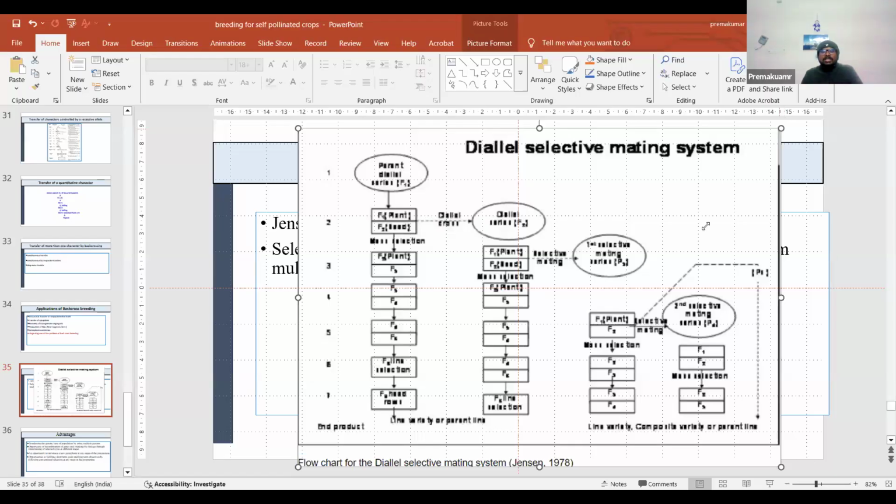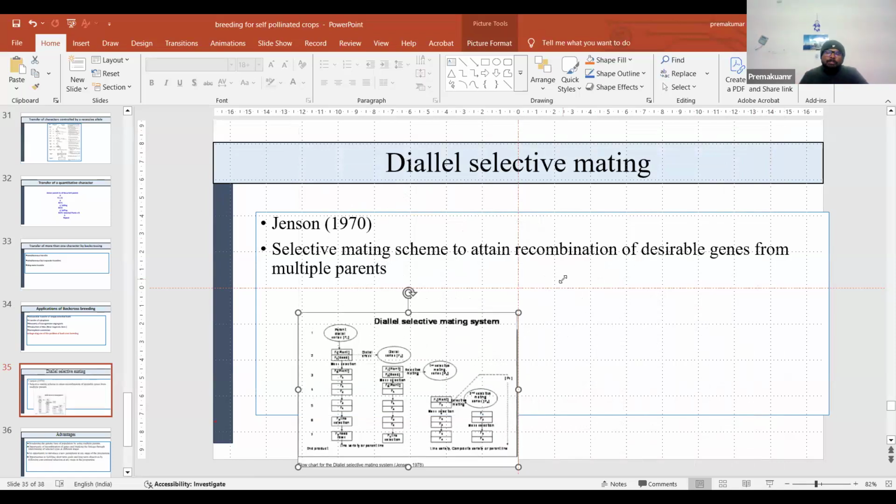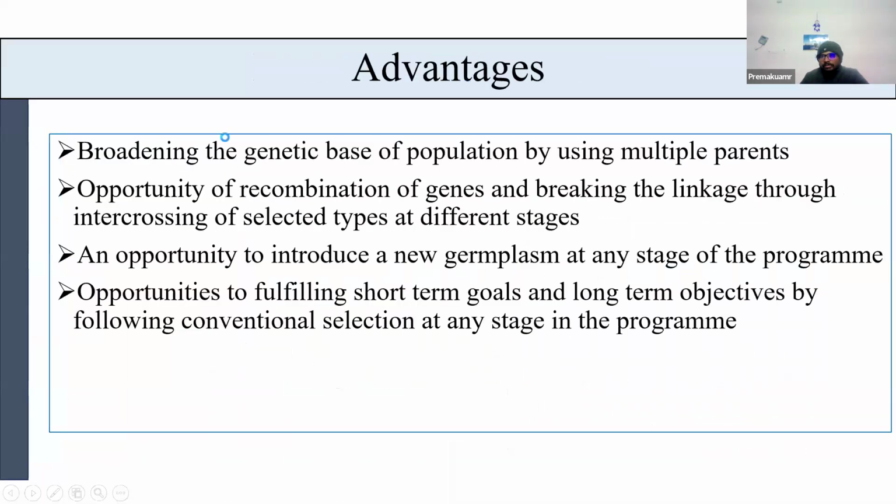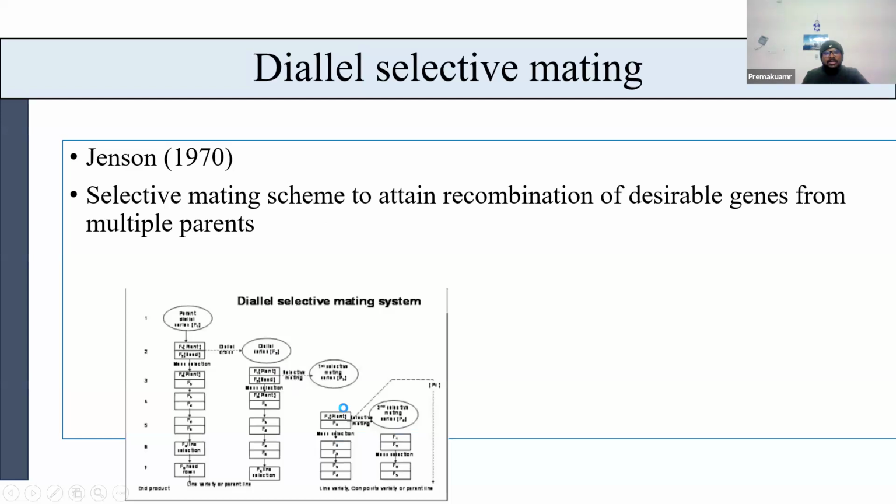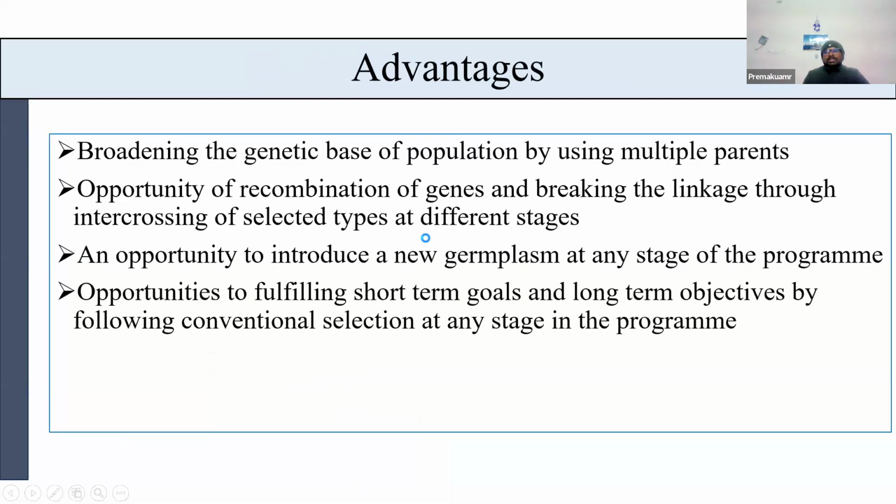And the main motto of diallel selective mating is broadening the genetic base of self-pollinated crops. The main advantages of this method are that you can broaden the genetic base, you can use multiple parents and you can allow recombination between them. When you allow recombination, what will happen? We can break some undesirable linkages so that we can reduce linkage drag also. And we have the opportunity of introducing germplasm at any stage of the program. We can introduce here, here and here, anywhere you can use new parents, so that we can further broaden the genetic base.